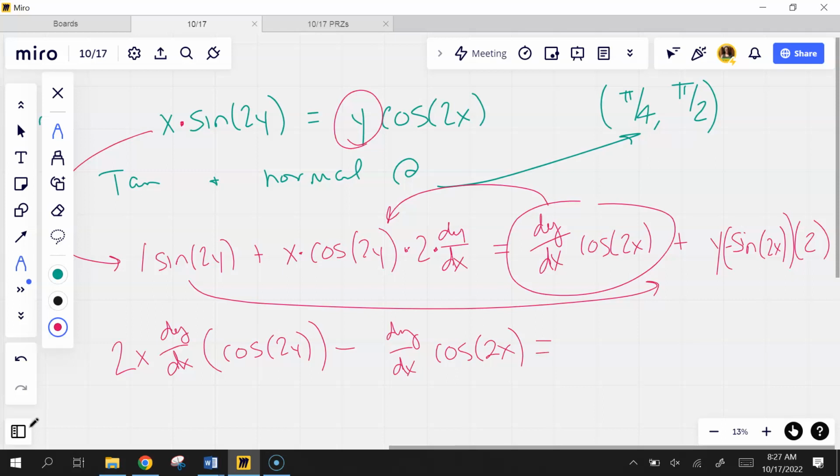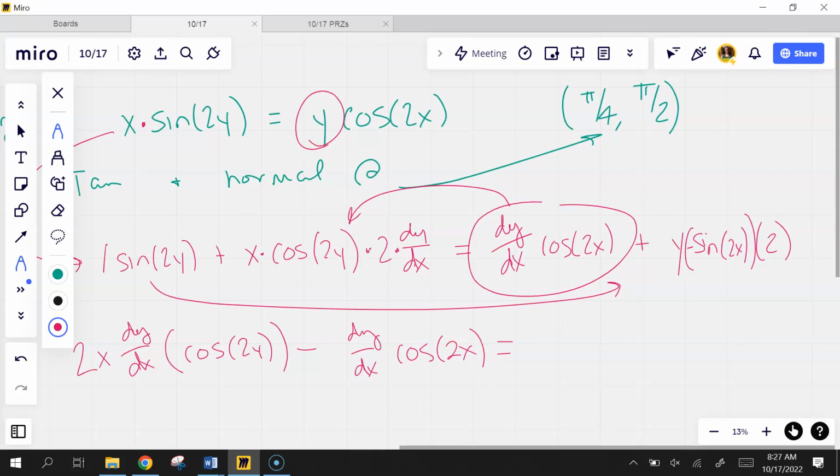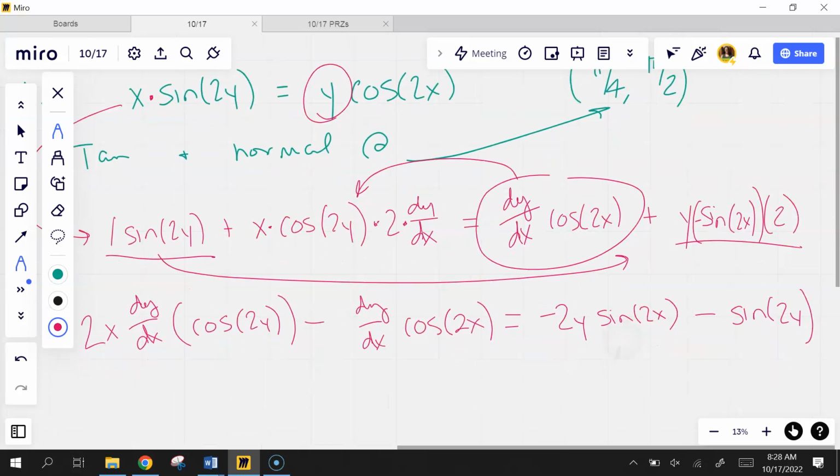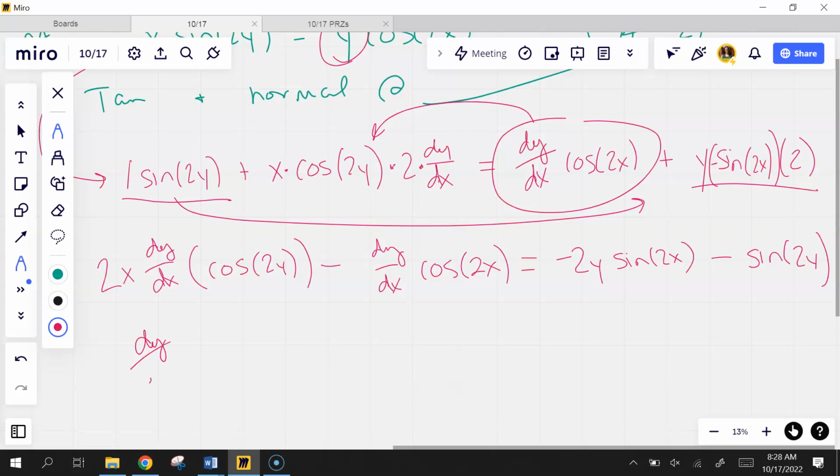I see some unit circle stuff coming up. I know that excites y'all so much. This is going to be negative 2y sine 2x. And I need to move that sine 2y over. It's Henry's fault. He said take the derivative. Factor out a dy/dx so we can have the derivative: dy/dx times (2x cosine 2y minus cosine 2x).